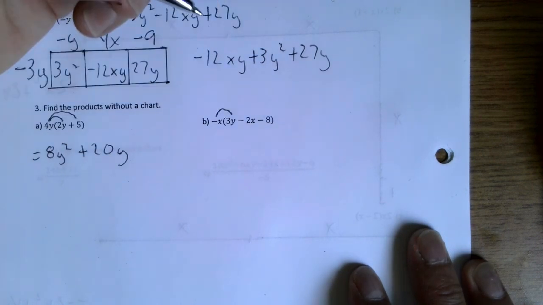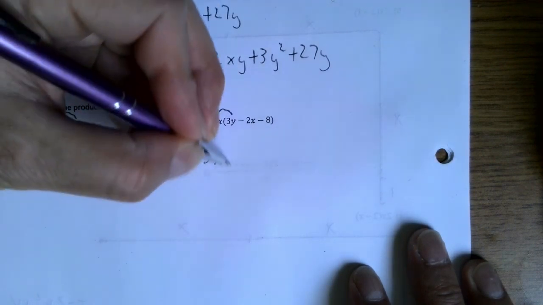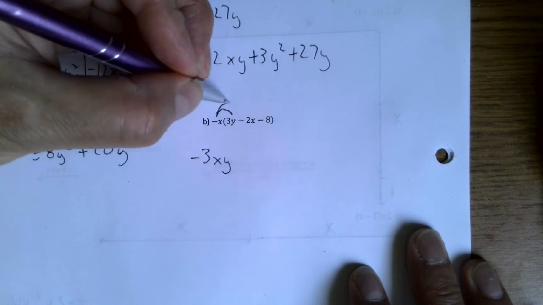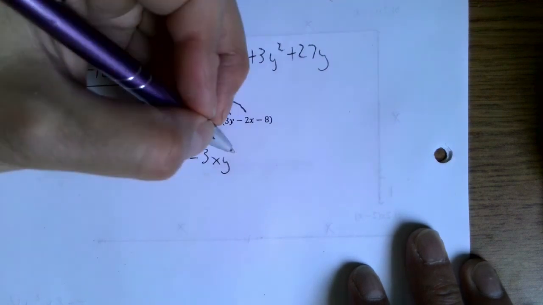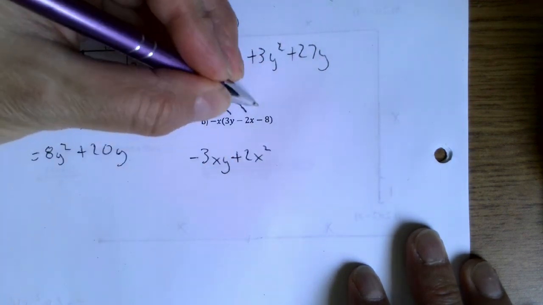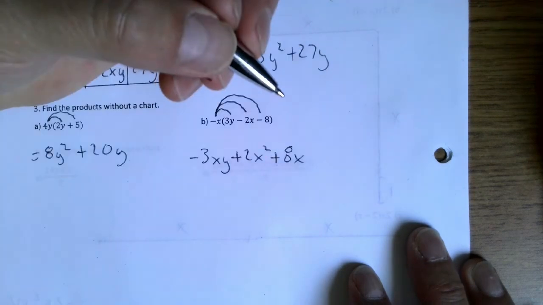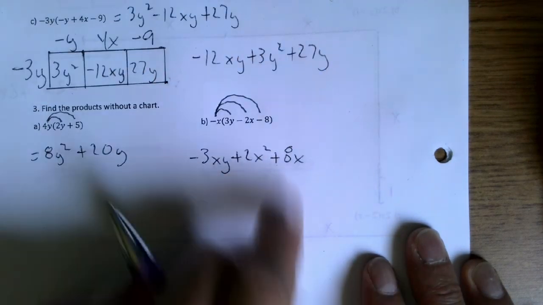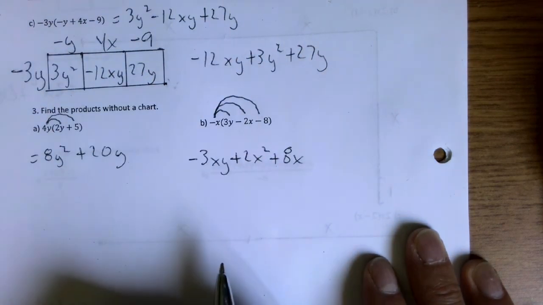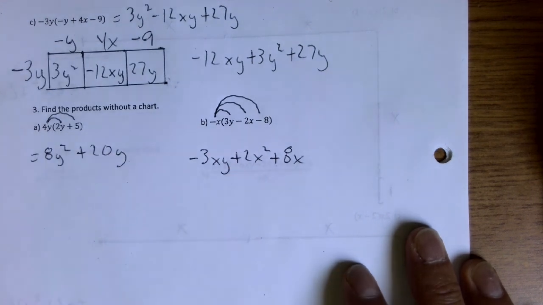negative x times 3y is going to be negative 3xy. Negative x times negative 2x is plus 2x squared. And negative x times negative 8 is plus 8x. And let's give a quick check, make sure the order is okay. Yes, it is. Notice we also could have had the 2x squared first because these are both degree 2.